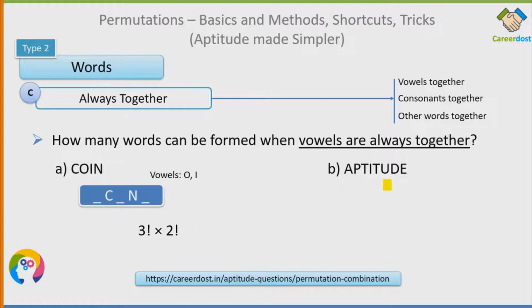Similarly, in the case of aptitude, we know that vowels are A, I, U, E, 4 vowels, and the remaining letters are P, T, T, D.